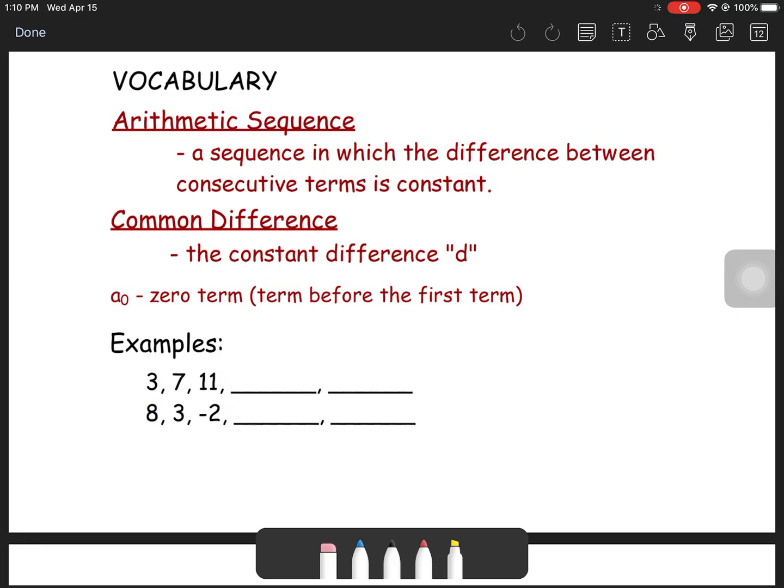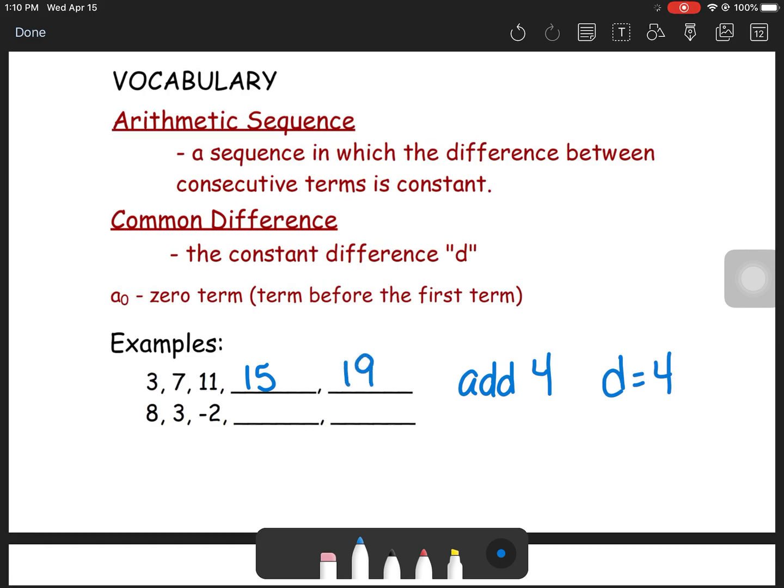If I go 3, 7, 11, it looks like we're adding 4 each time. So that's going to be our difference. Our common difference is going to be 4. So to add 4, 11 plus 4 would be 15, and 15 plus 4 would be 19.